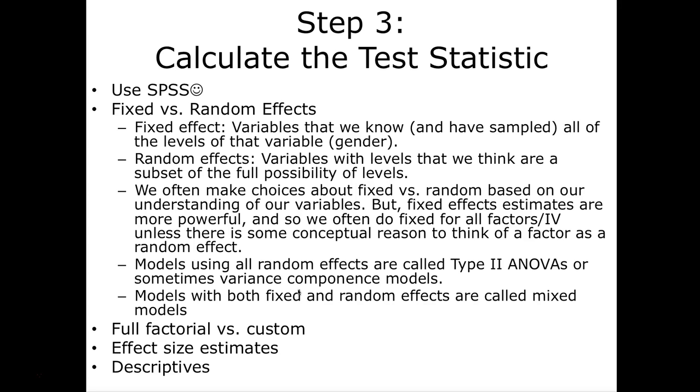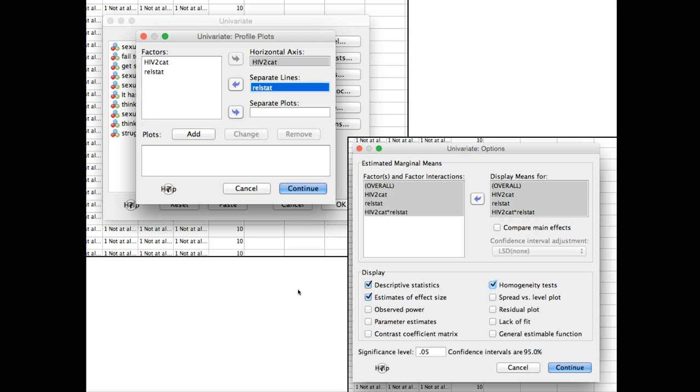We also want to get effect size estimates and descriptives and mean plots, as well as tests of homogeneity of variance. And so what that looks like when you're in SPSS, so you're doing this univariate model here, you've put both of your independent variables into the fixed effects, you've put your dependent variable into the dependent variable. You'll want to create profile plots. So you'll take each of your factors and put them on horizontal or separate lines.